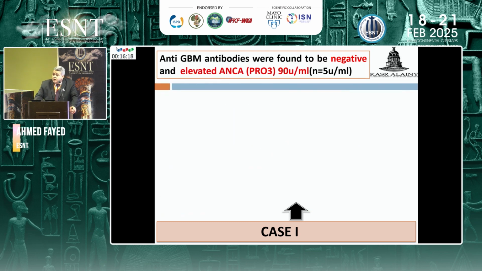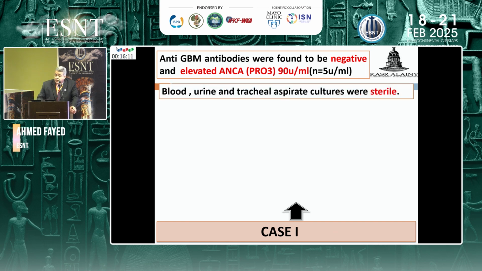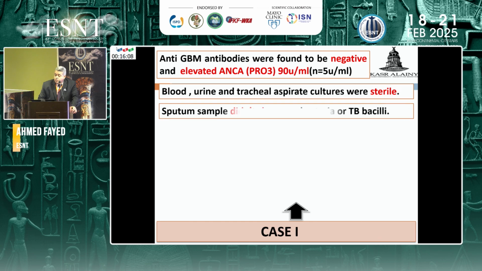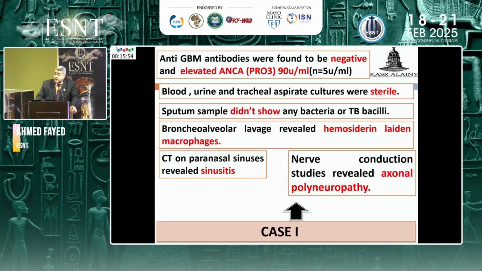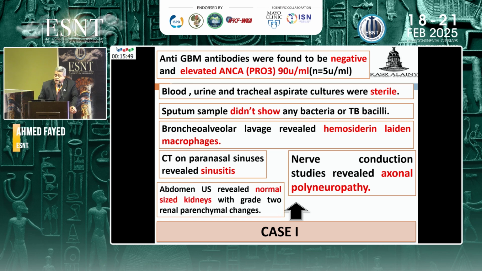We did the anti-GBM for the presence of alveolar hemorrhage, which is negative, but we did the ANCA test, which is the C-ANCA, and it is elevated. Blood culture and bank culture are all sterile, and the sputum sample doesn't show any bacteria or TB bacilli. And we did bronchoalveolar lavage, which shows hemosiderin-laden macrophages, and the CT on the nasal and paranasal sinuses shows only maxillary sinusitis. And the nerve conduction velocity confirms the presence of axonal polyneuropathy, and the abdominal ultrasound shows normal-sized kidneys with grade 2 parenchymal changes.